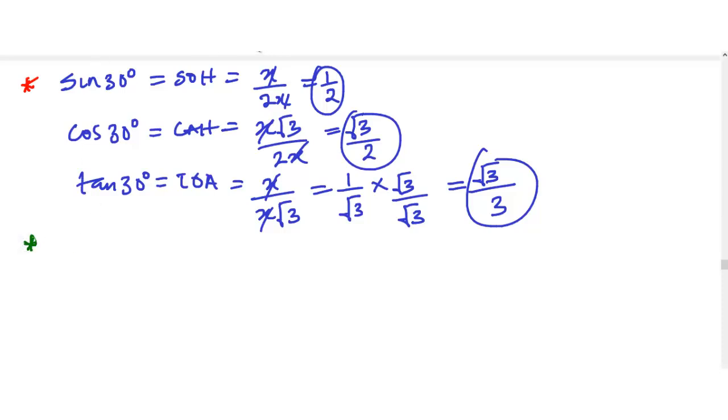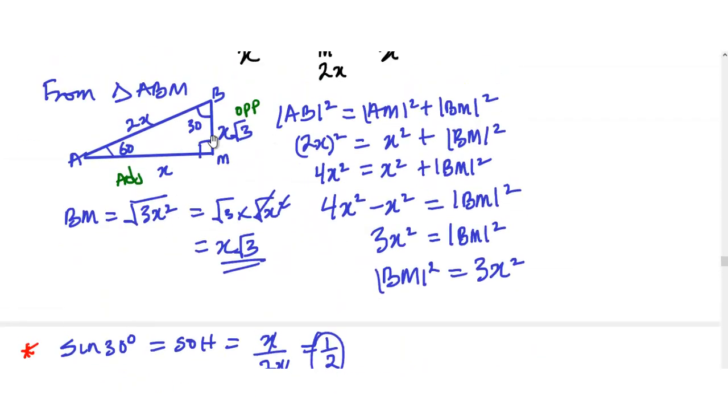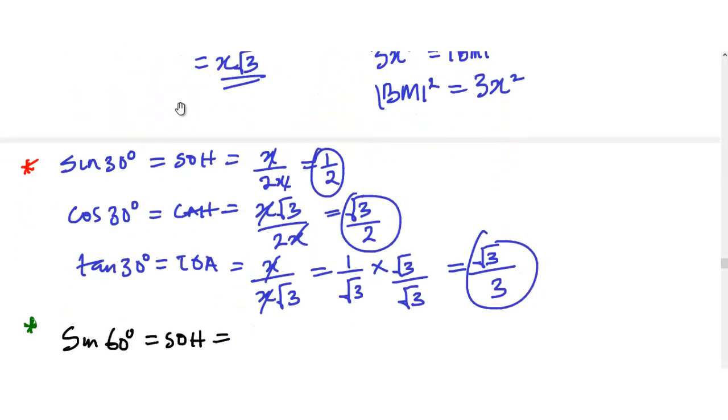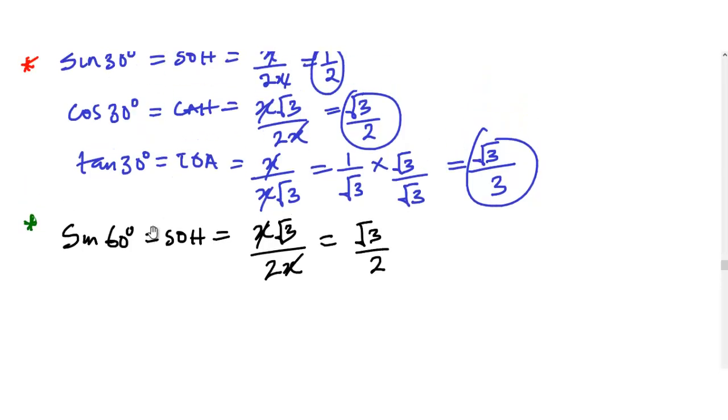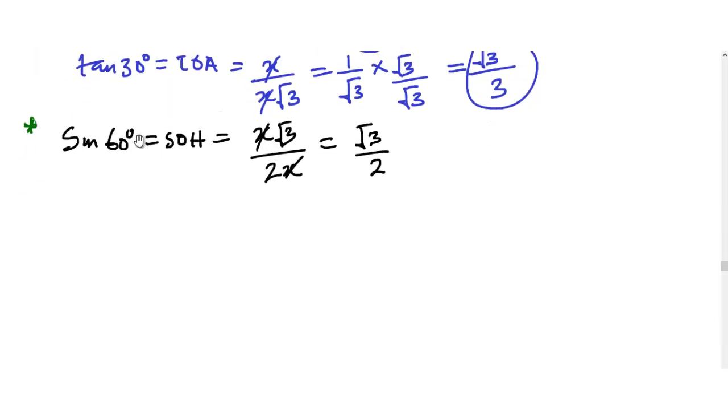So we now move on. For 60, sine 60 degree is the same thing as opposite over hypotenuse. So what is the opposite of 60? That is x root 3 over 2x. So that will be x root 3 over 2x, x cancels x. That will give us root 3 over 2. So what do you notice? Sine 60 is the same thing as cos 30. But that is not what we are doing. So let's move on.